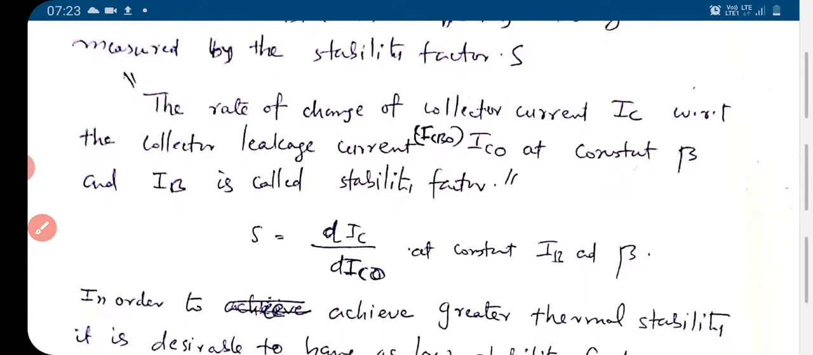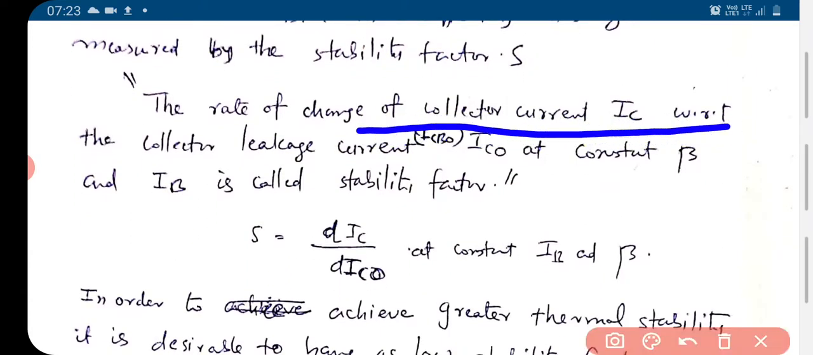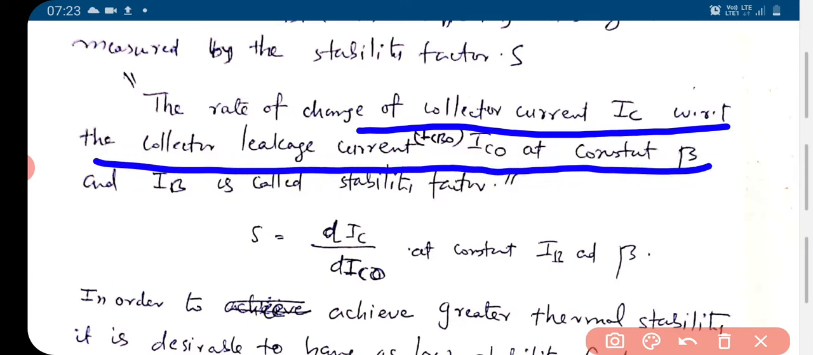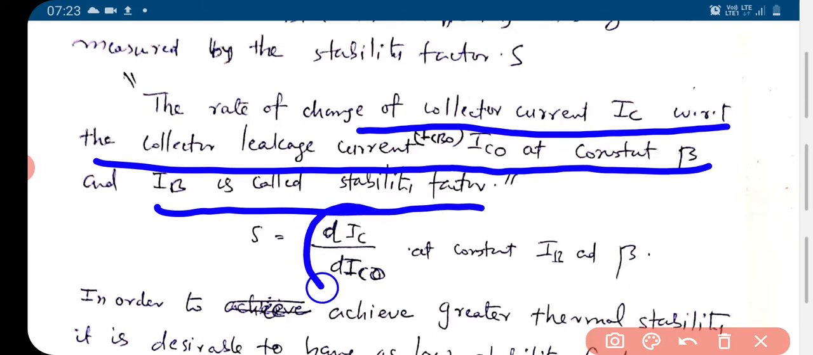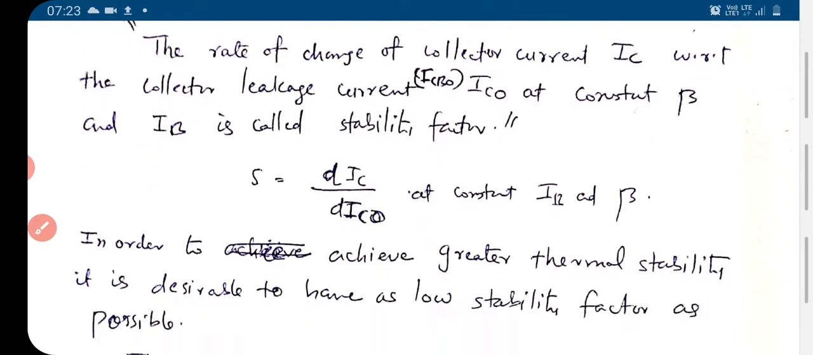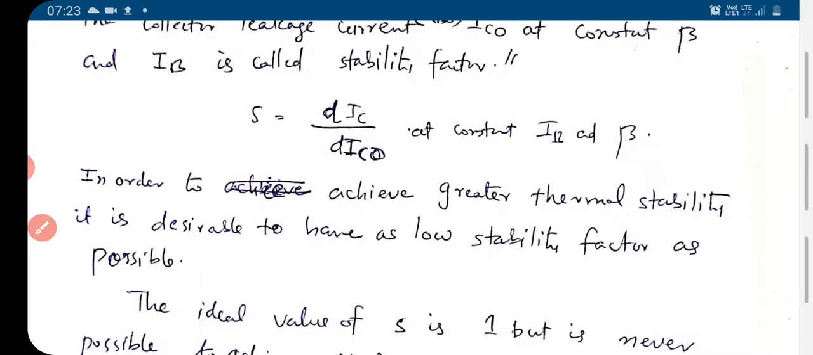It is given by the rate of change of collector current IC with respect to the collector leakage current at a constant beta. At a constant beta and IB, this is called the stability factor. So the rate of change of IC with respect to the collector leakage current at a constant IB and beta is called the stability factor.